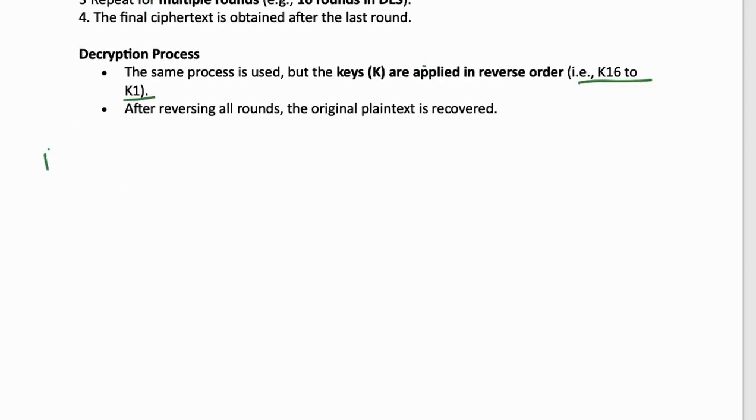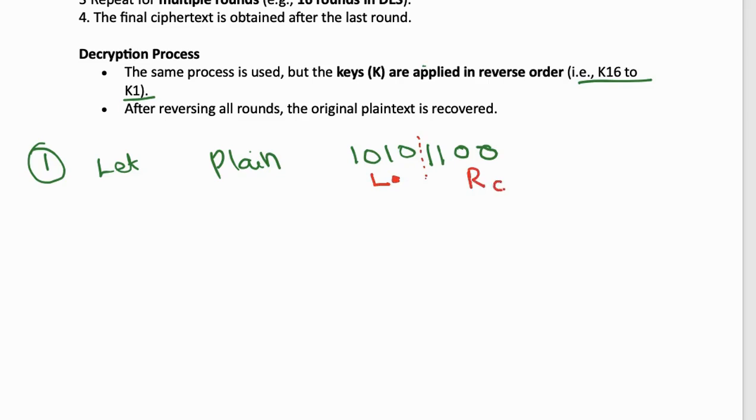Let's check with one example. Let's take an 8-bit plain text, 10101100. The first step is dividing these 8 bits into two equal halves. The left half will be called L0 and the right half will be called R0.